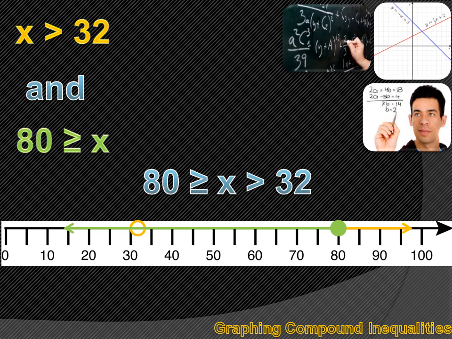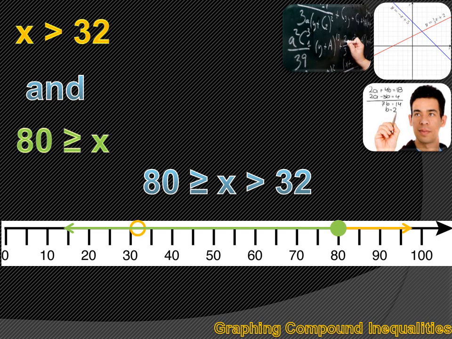And this is showing me that x is between 80 and 32. x is less than or equal to 80, and it's larger than 32. Now, how would I graph that on a number line?